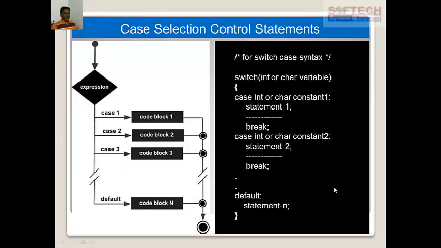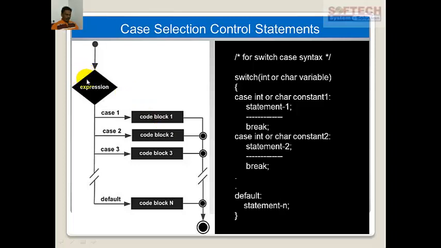The case selection control statement. This is the last type of control statement. The first type is the sequence control statement. The second type is decision or selection control. The third one is looping or repetition. The fourth one is case selection control, that is the switch case statement.